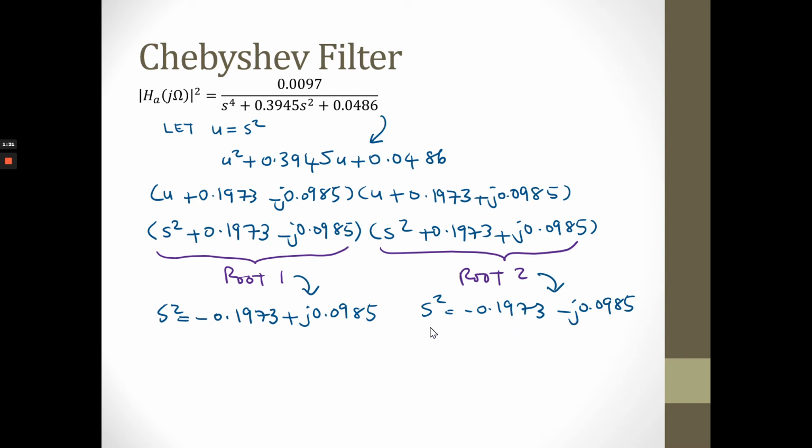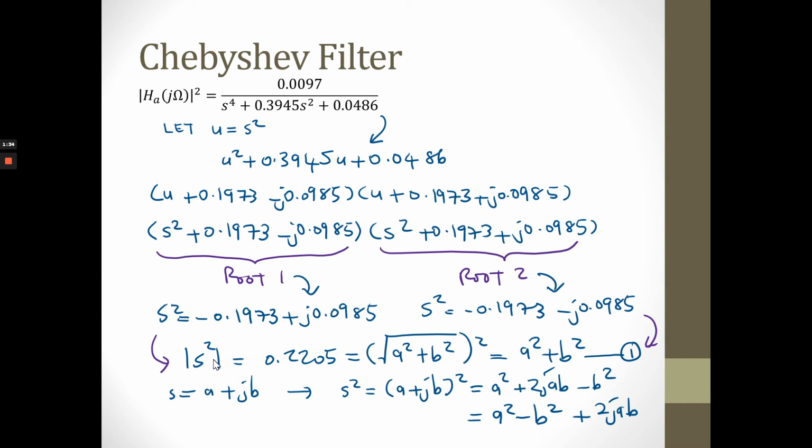The next one, we determine the magnitude of this function, the s squared magnitude. We change these complex values into the polar form, so we take the magnitude only. For the s squared function, both root number 1 and root number 2 will have the same magnitude, where this magnitude is actually equal to a squared plus b squared. So this is the first equation.